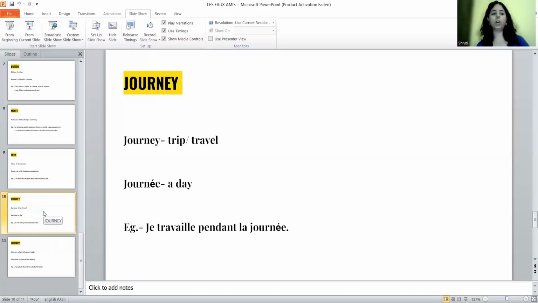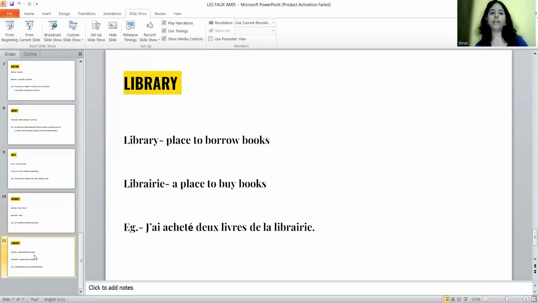So the next word on my list is journey. So journey means a travel or a trip. But there's another word in French, which is journée, which looks similar to the word journey, but it actually means a day. For example, je travaille pendant la journée, which means I work during the day. So here, journée is actually referring to the day and not the trip, right?